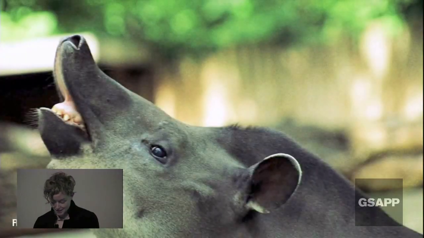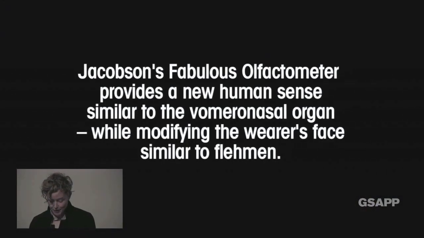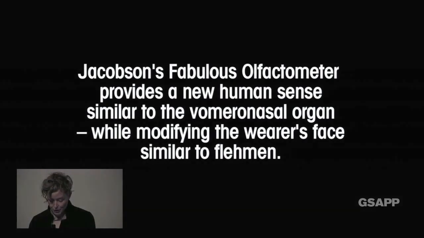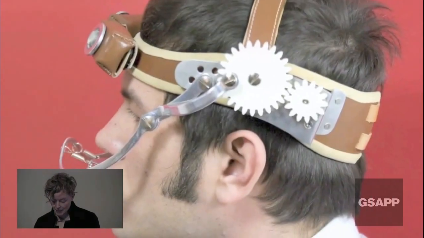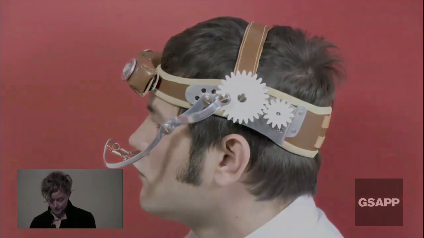In the human prosthesis, the movement becomes a warning device. Jacobson's fabulous olfactometer is a prosthetic becoming animal. The boundaries of the human sensorium are extended in an adaptation adequate to the molecular threat that we have induced in our environment.